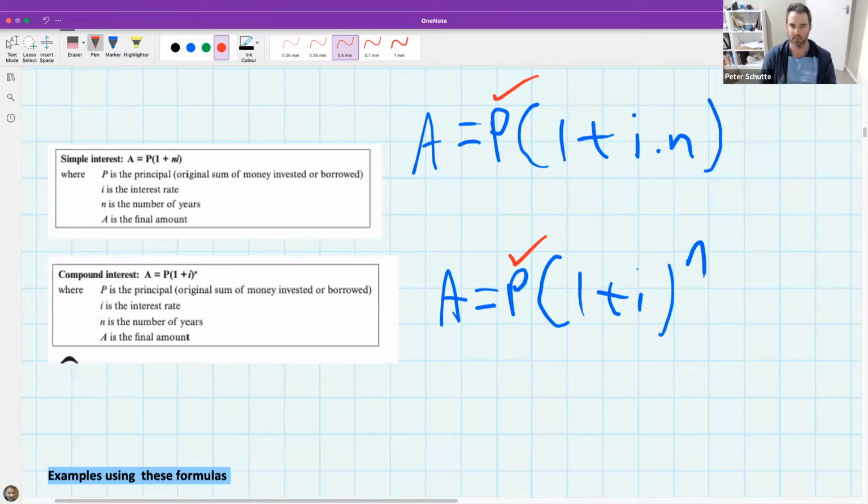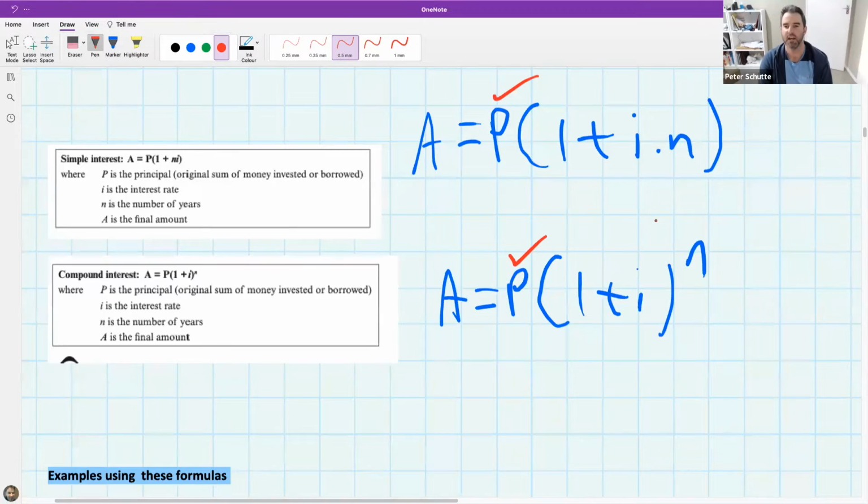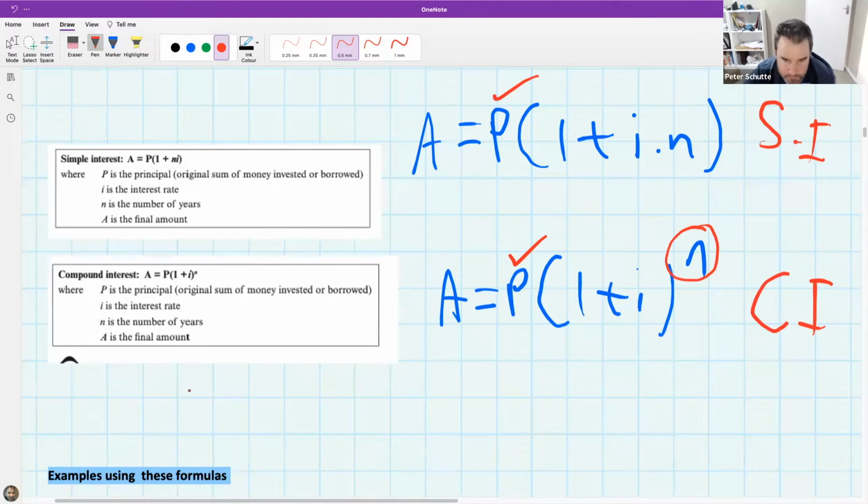The N. Yes. What about the N? The N is a power. So in compound interest, you see N is a power or an exponent, whereas the N is just a normal variable with simple interest. So we often talk about SI, simple interest, and CI, compound interest.